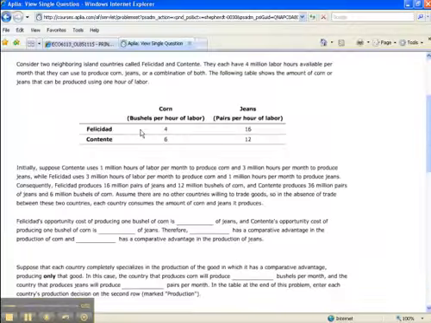Now let's deal with country F. We're dealing with 4 million labor hours per month. According to this, country F can produce 4 bushels per labor hour. So 4 times 4 million is going to give us 16 million bushels of corn, and then 16 pairs of jeans per labor hour times 4 million. 16 times 4 is going to give us 64 million pairs of jeans.